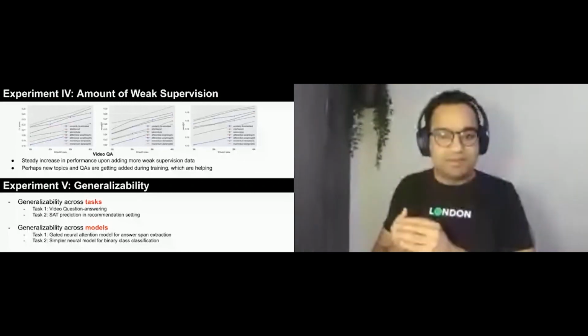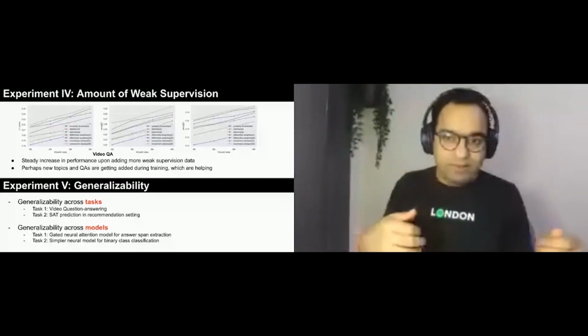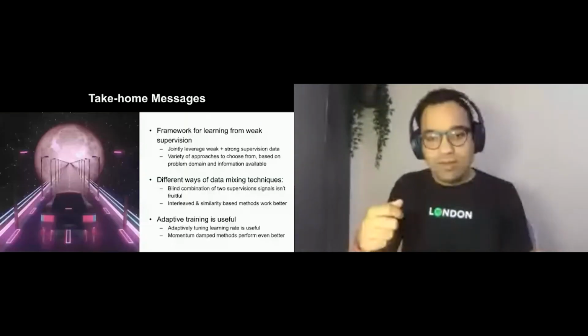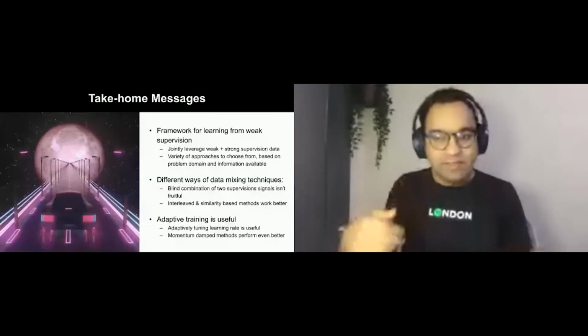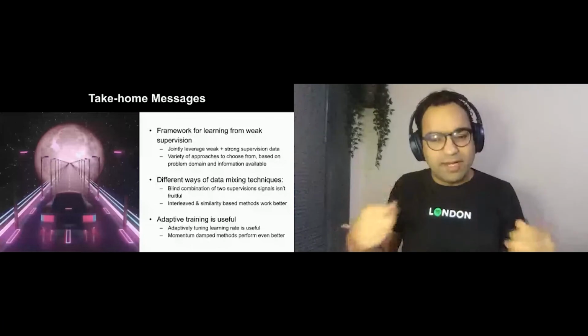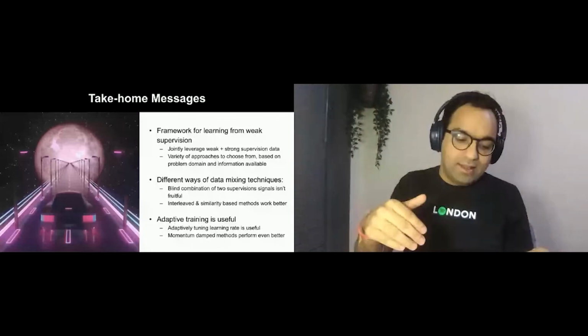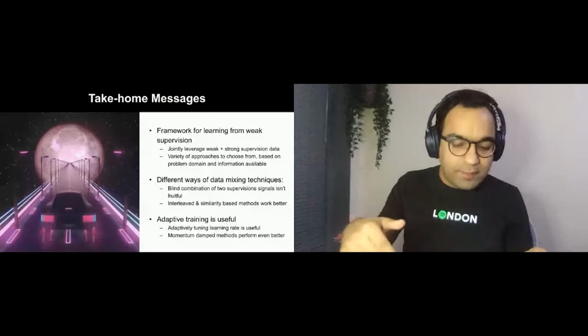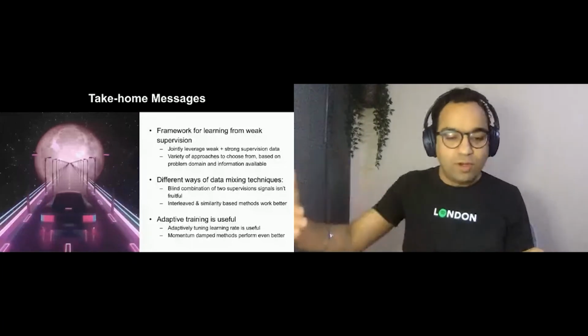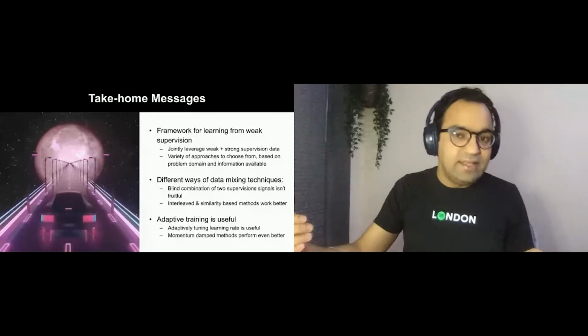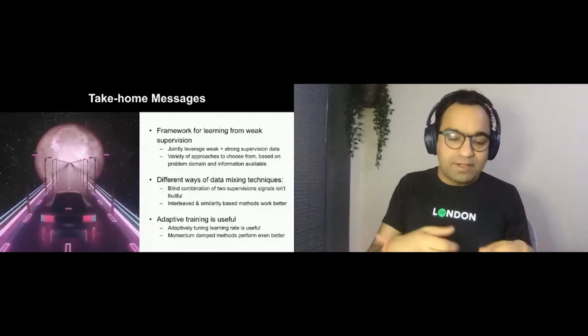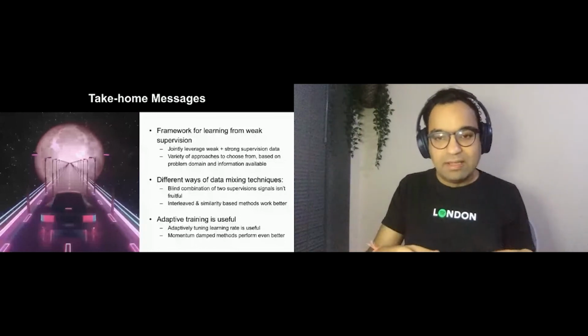The key messages are that we should look at developing these frameworks for learning from weak supervision wherein we want to jointly leverage the strong and weak supervision. And there's a variety of approaches to choose from. If you're starting off, if the maturity of your ML teams is not that high, then perhaps we don't want to go to momentum damped techniques. Perhaps you can just look at some simpler techniques of data mixing and subset selection and get quick wins.